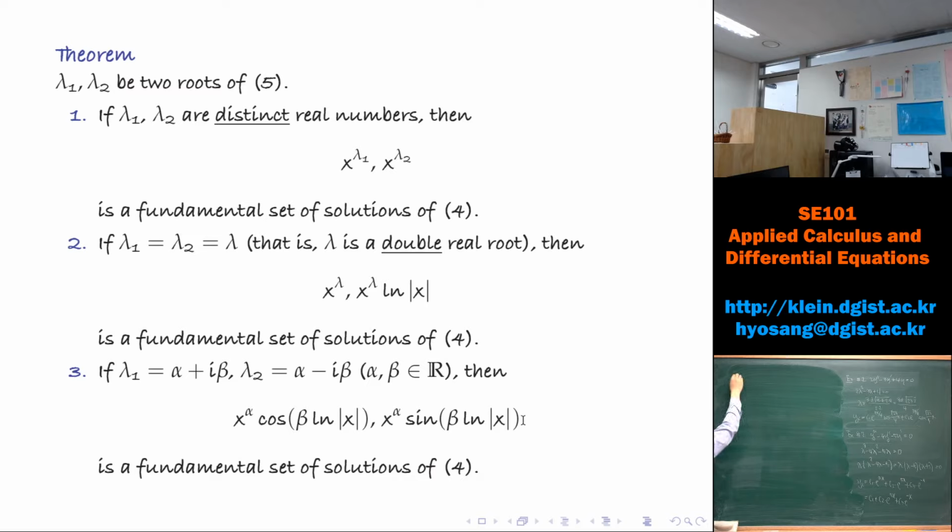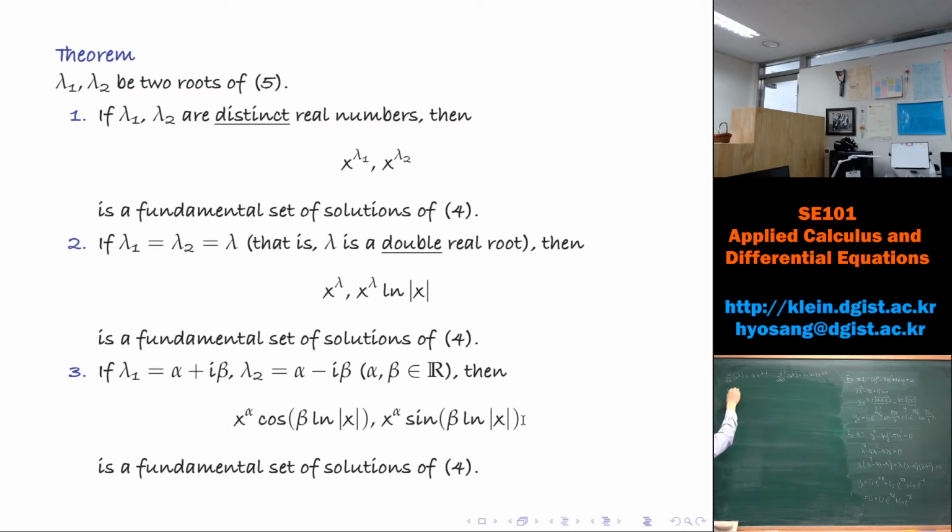The reason why we have x to the lambda as a type of solution of the differential equation is that if you take a derivative of x to the lambda, you get lambda x to the lambda minus 1, right? And if you take a second derivative of x to the lambda, then you get lambda times lambda minus 1, x to the lambda minus 2.